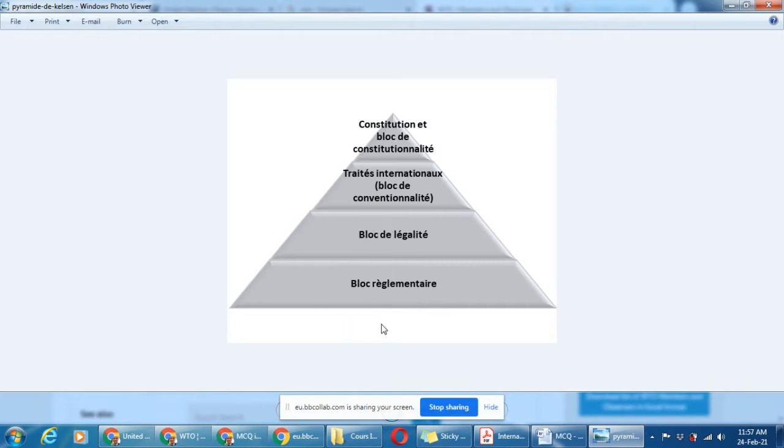I created a place here for the contract. When I say contract, that means there are two parties. It could be two states. So anything related to contracts should abide by and respect the international rule. The international law will dominate. That means any domestic law, any decision taken by a government, any contract made by two parties, like two states, should abide by the international rules.